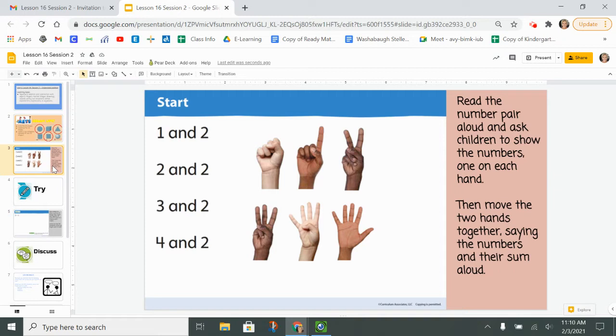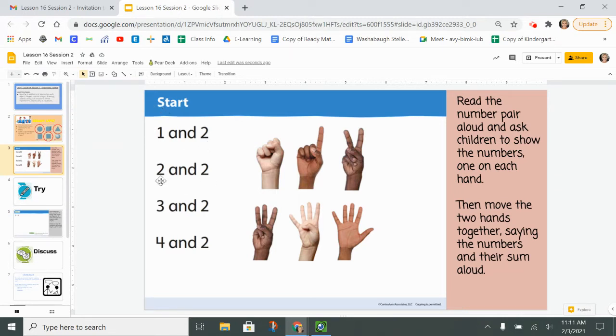So on one hand, show me one finger. On the other hand, show me two. Now, put those hands together. One plus two equals three. Excellent. Okay, let's do this next one.